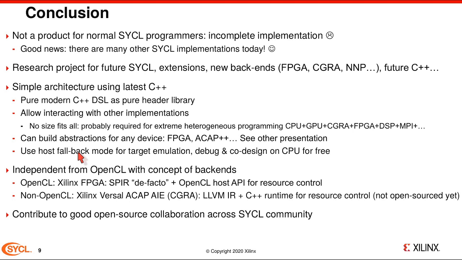And a nice side effect of pure C++ TriCycle is that you can use a host fallback mode to emulate your target and to debug on the CPU some kind of hardware features and basically co-design on your CPU just for free. And also TriCycle is independent from OpenCL with the concept of various backends. For example, we can target OpenCL. That's what we do when we design the FPGA compiler flow, but we can also use a non-OpenCL flow when we target our Versal ACAP.